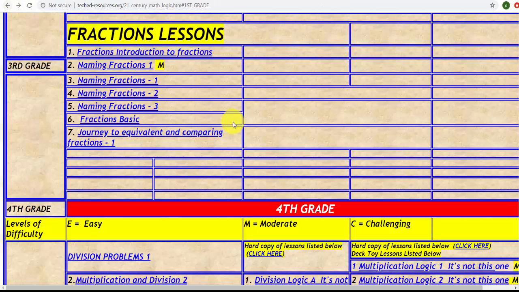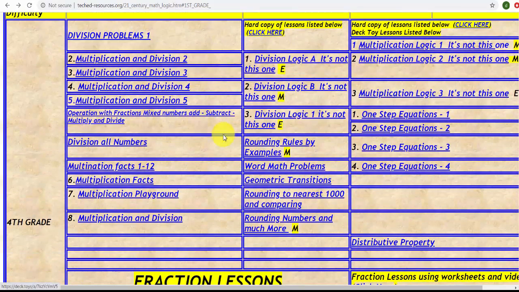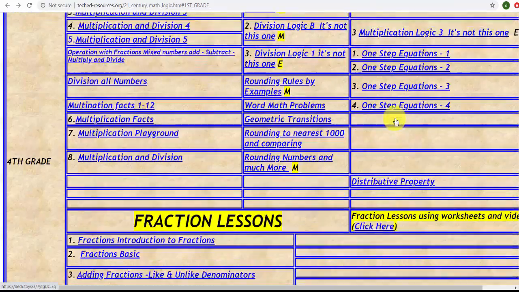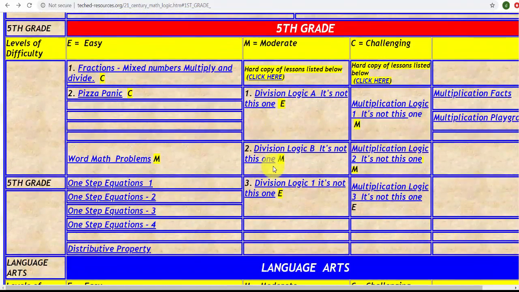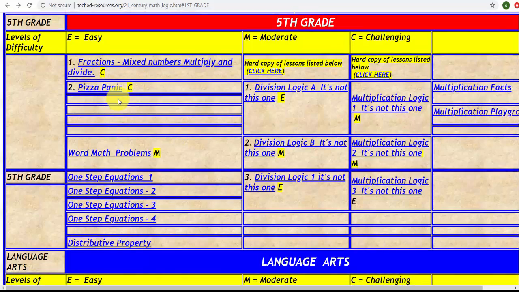All right, 4th grade, multiplication. Again, in division, one-step equations. Here's some more fractions for you. Try to make these fun. Pizza Panic is really good.